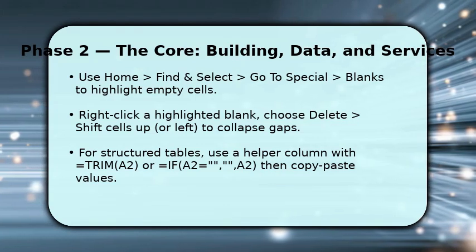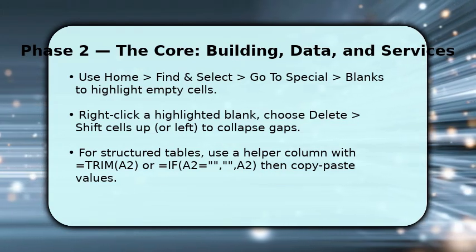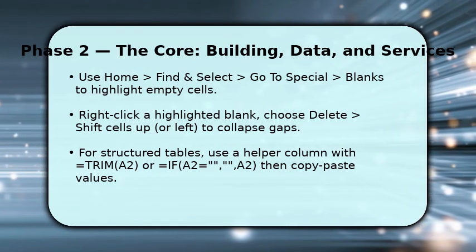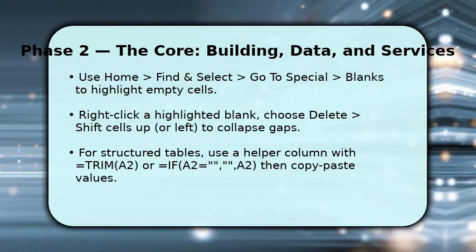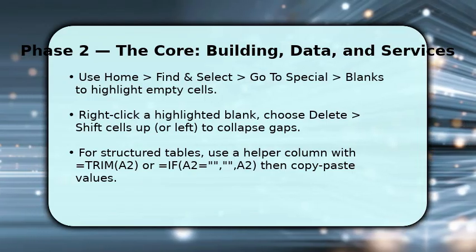Once blanks are highlighted with Go to Special, right-click one of the selected empty cells and choose Delete, then pick Shift Cells Up or Shift Cells Left depending on layout. This collapses gaps and preserves order.